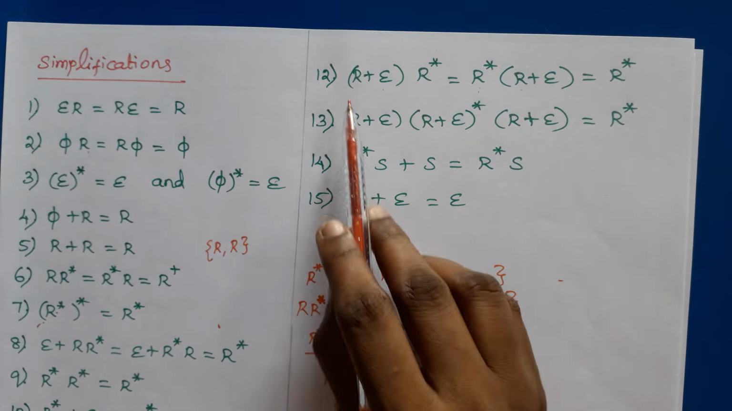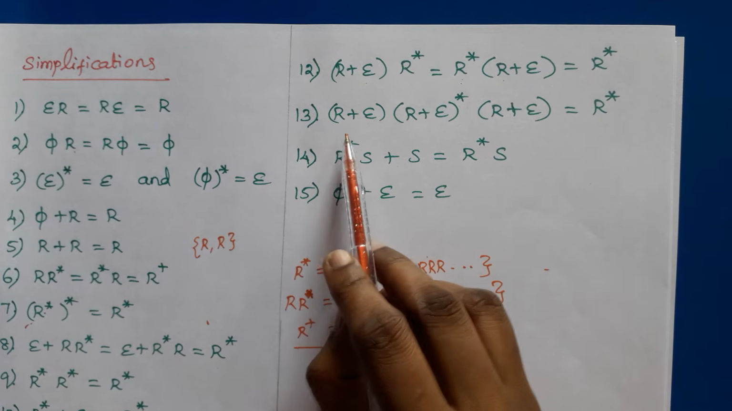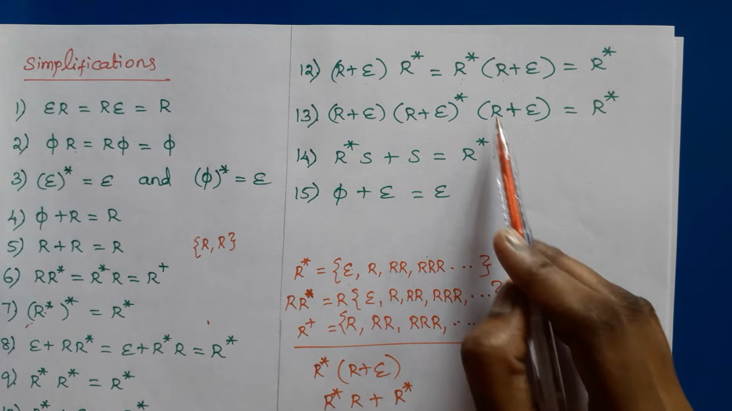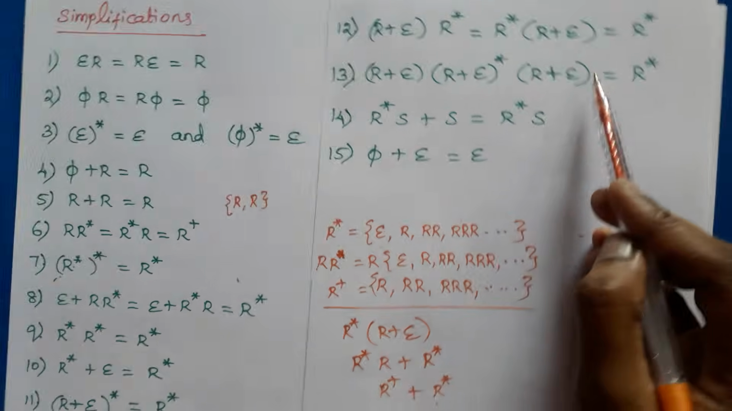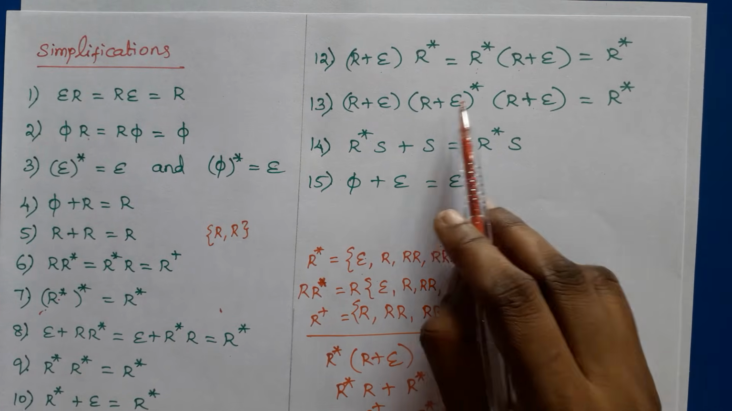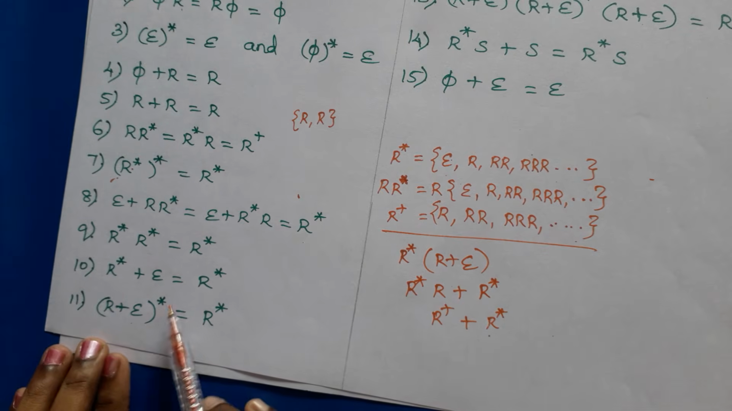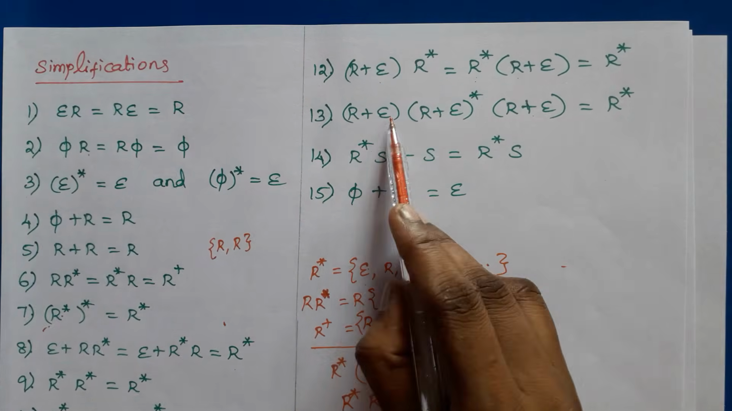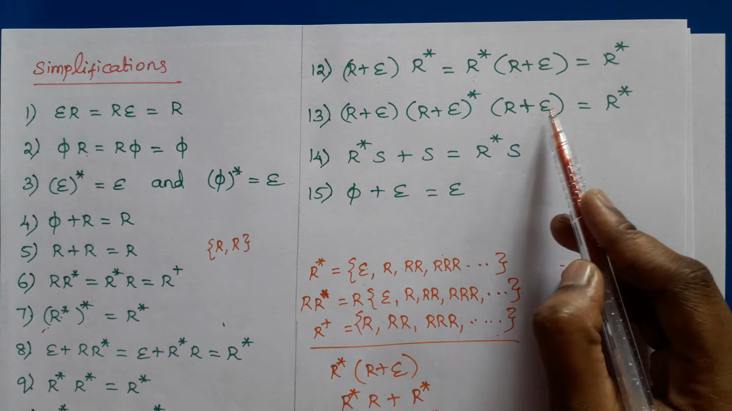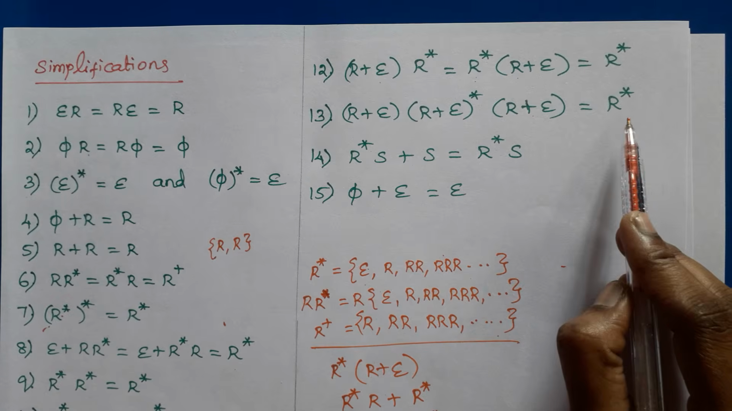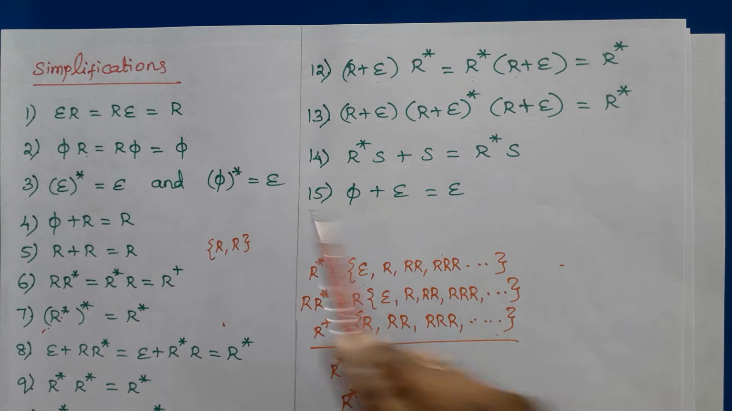Then one more important formula is R plus epsilon concatenated with R plus epsilon star concatenated with R plus epsilon. So if you solve like this, here also we will get R star, because R plus epsilon star means R star. Then R plus epsilon concatenated with R star concatenated with R plus epsilon means we will get epsilon and all combinations of R. So R star is the result.